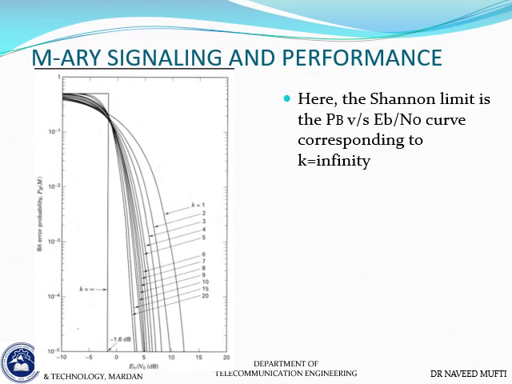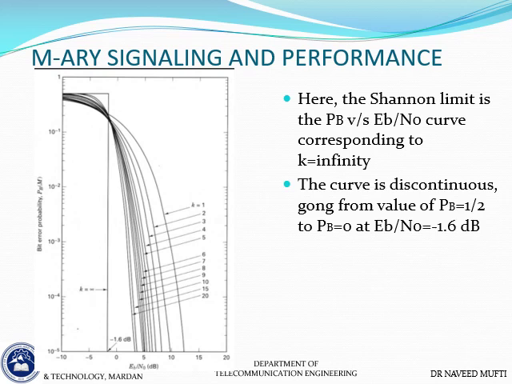So here, if you look at the Shannon limit, it is the PB versus Eb/N0 curve corresponding to k equal to infinity. This curve here, if you look at it, is the ideal curve, and where it intersects the Eb/N0 axis here, that is the Shannon limit. This is the Shannon limit of minus 1.6 dB. And when will we reach this? When we have k equal to infinity.